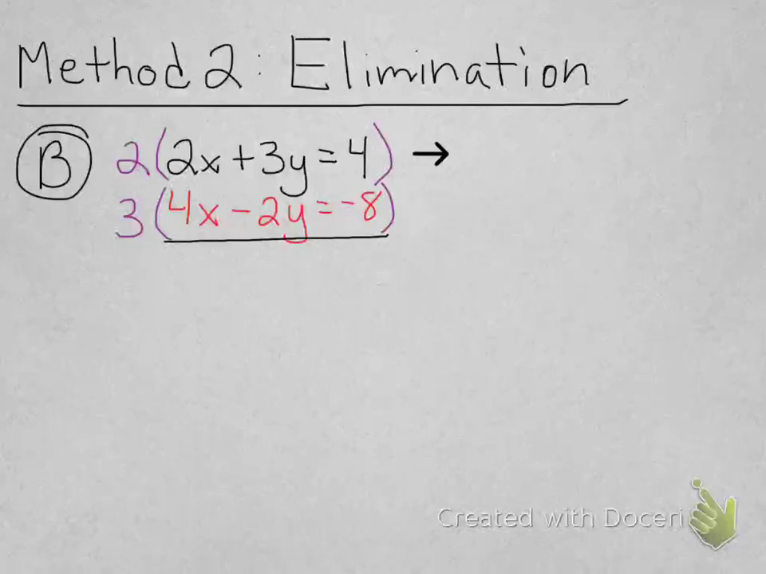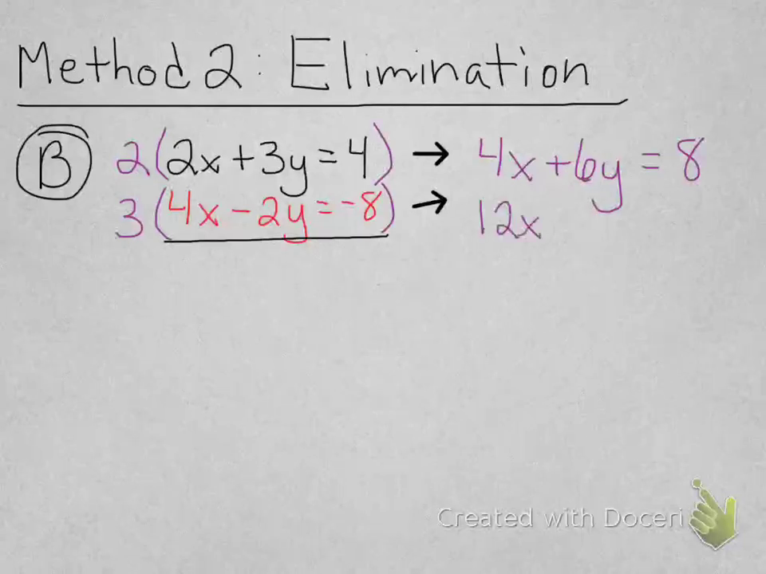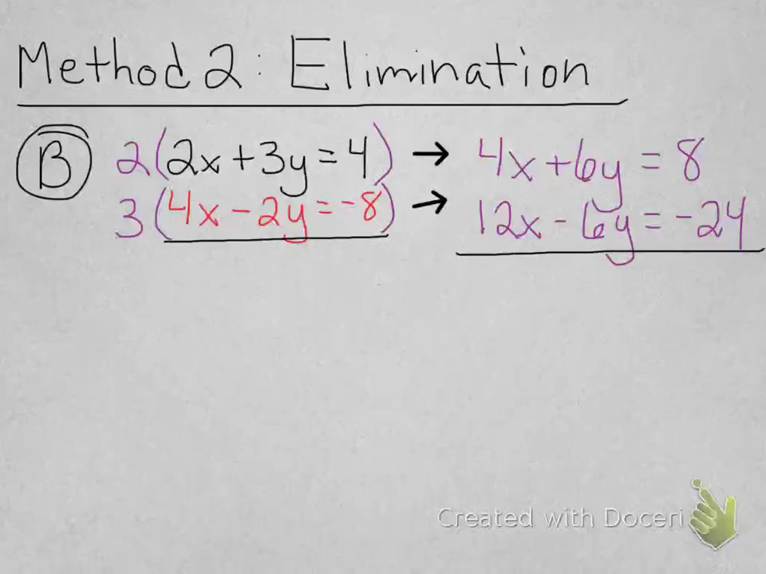So my first equation is now going to become 4x plus 6y is equal to 8. And then the second equation, whenever I multiply that by 3, I would get 12x minus 6y is equal to a negative 24. Now I'm ready to eliminate because now I have a positive 6y and a negative 6y. Whenever I add these two equations together, those are going to cancel each other out. So I'm going to add these two equations.